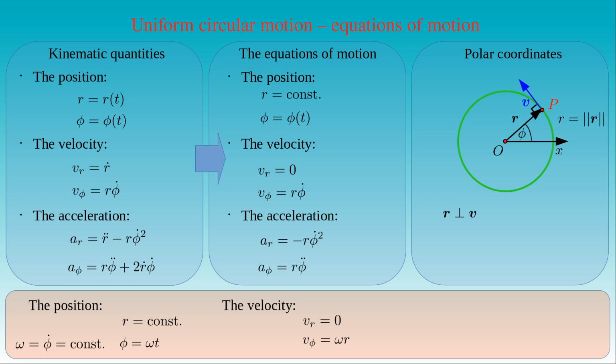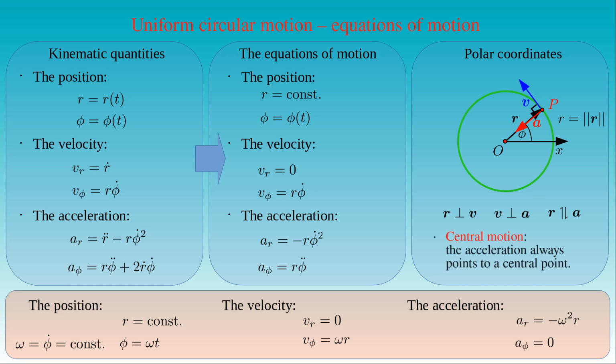The acceleration of the body has the following components. Its radial component is given by minus the square of the angular frequency omega times the radius vector r, while its angular component vanishes. These equations demonstrate that the acceleration of the moving body is perpendicular to its velocity. We also see that the position vector and the acceleration are antiparallel, that is, the acceleration points in the opposite direction to the position vector. Therefore, the acceleration always points into the center of the motion, and we can talk about centripetal acceleration.